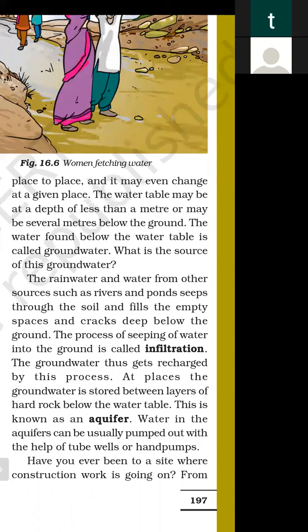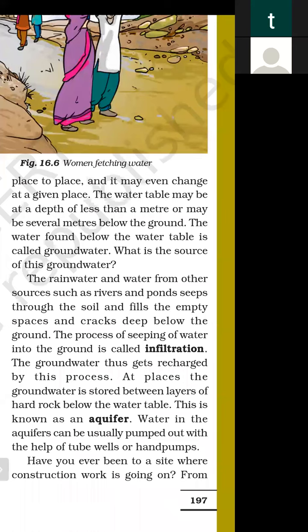Aquifer, beta, is the place below the water table where there are hard rocks, and the hard rocks store that water. Those places where groundwater is stored are known as aquifers. So at places the groundwater is stored between a layer of hard rock below the water table. This is known as an aquifer.